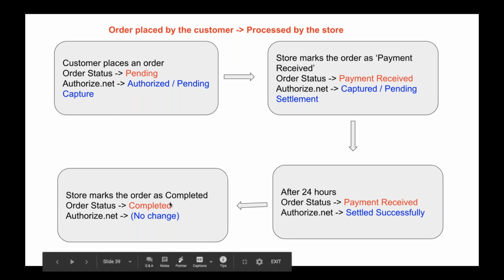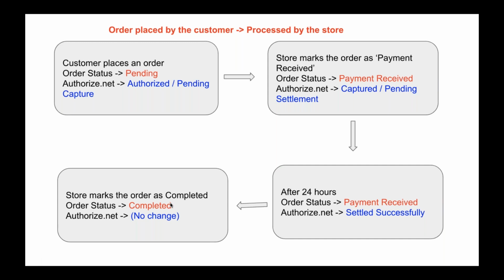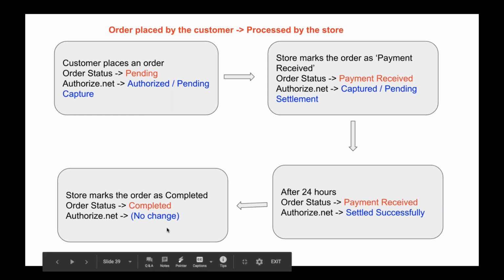So marking an order as completed is just for your IndieCommerce site. Just think of it as a good housekeeping best practice to complete orders when they are done. On authorized.net, nothing happens there.